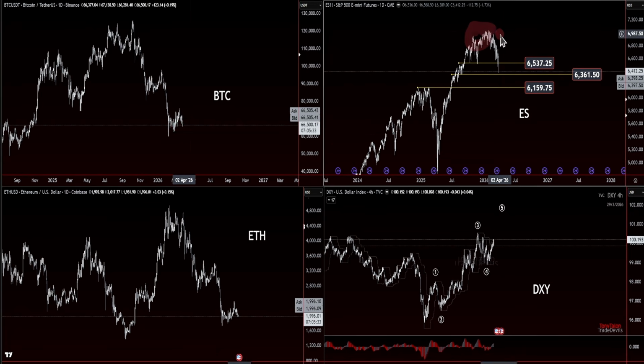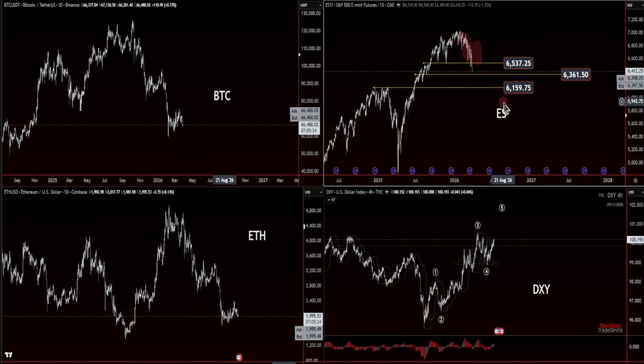Yes, I was a little bit hesitant to call a top here just because we have been going sideways for so many days and weeks, and then slowly putting in lower highs, lower lows, and lower highs.